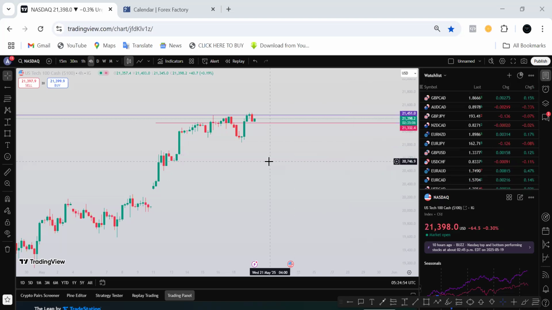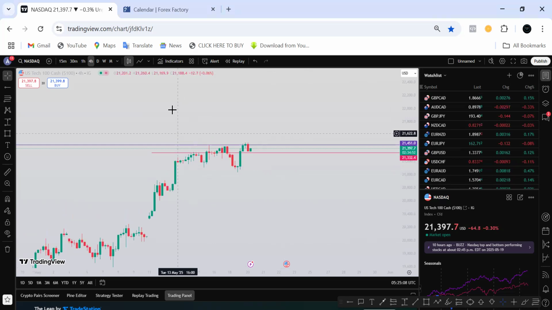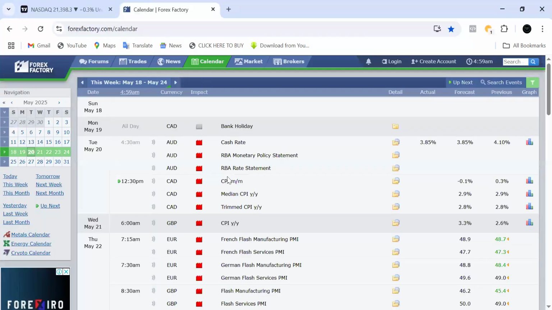But before we move to the technical aspect, let's first go to the fundamentals, or let's first check the macroeconomic event that is about to be released that is going to affect the market as well. So let's check the economic calendar and see what we are having for today. So today is 20th of May 2025.